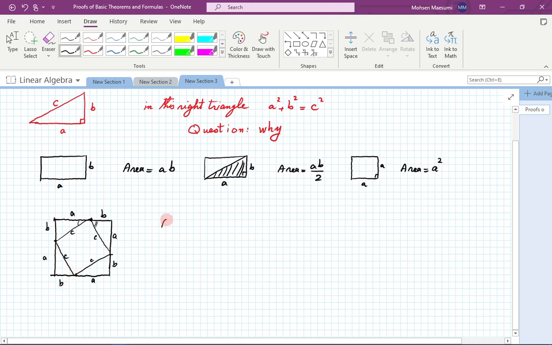Now I go ahead and calculate the area of this big square. That's going to be A plus B squared. Is that right? From basic algebra, you know what A plus B squared is. It's A squared plus B squared plus 2AB. I go ahead and calculate the same area in a different way, which is to calculate the area of this interior square.